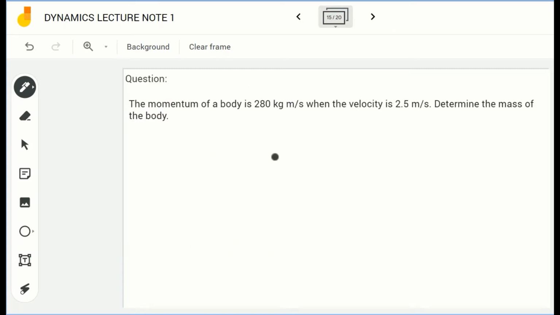So let's look at a question. It says the momentum of a body is 280 kilogram meters per second. So step one, I write out my given data. My momentum is given as 280 kilogram meters per second. And the speed of that body is 2.5, so my v is 2.5 meters per second. We are asked to find the mass of the body, m.